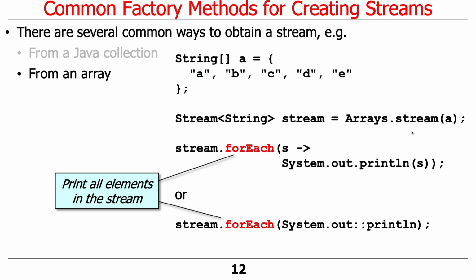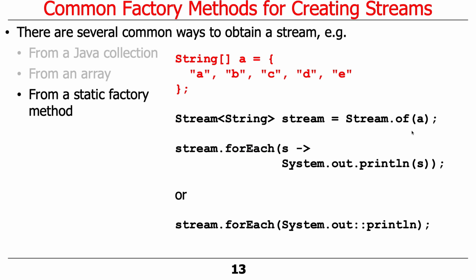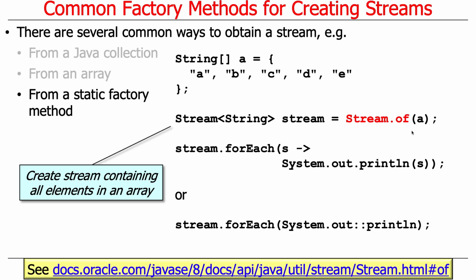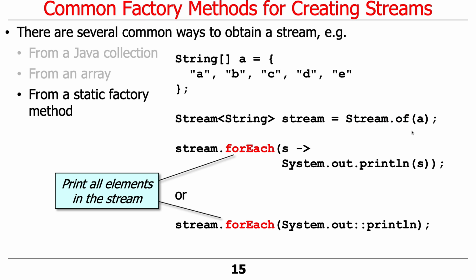If you don't want to use the Arrays.stream factory method, you can use the Stream.of factory method. So there's a static factory method called of. We've talked about this before. And this can be used to create a stream containing all the elements in an array, and then we could go ahead and print them out with a method reference or a lambda expression.